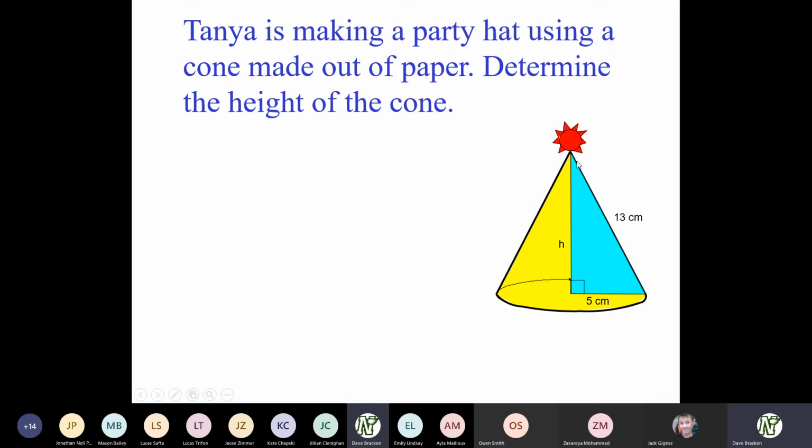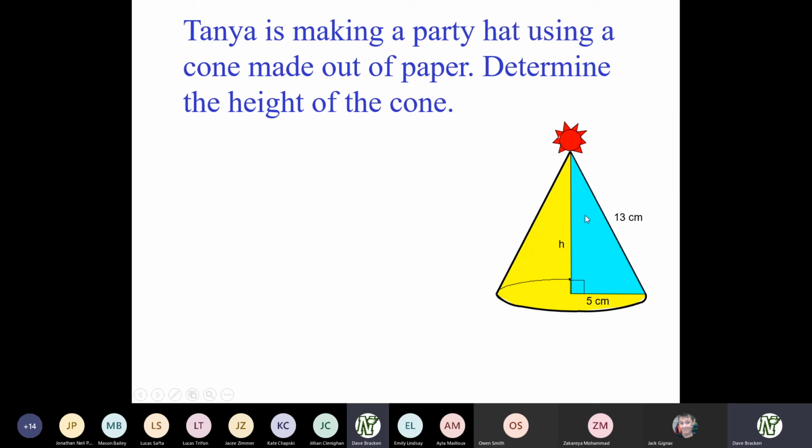We know one side is 13. This is called our slant height for an appropriate reason. You see it's on a slant? This is called our slant height. This is our height, which is straight up and down. Height, slant height. And this is actually the bottom measurement within a circle. We call this the radius, believe it or not. That's just the radius of the circle. Radius, slant height, and height.